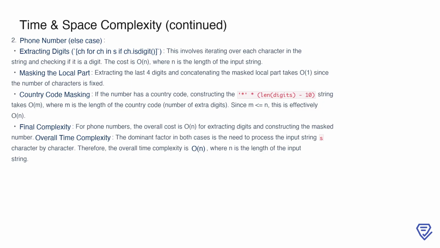If the phone number has a country code, constructing the masked country code involves generating a string of asterisks, which depends on the number of extra digits. This operation takes O(m), where m is the length of the country code, but since m is always less than or equal to n, this is effectively O(n). Therefore, the overall time complexity for processing phone numbers is also O(n). In both cases, whether the input is an email or a phone number, the dominant factor is processing the string character by character, leading to an overall time complexity of O(n).